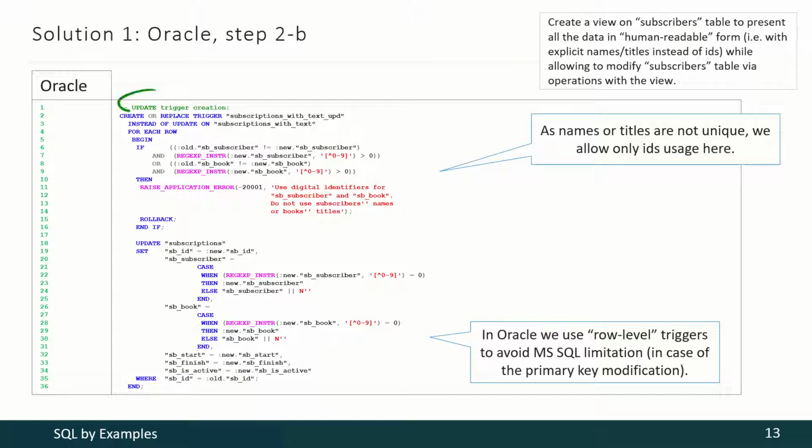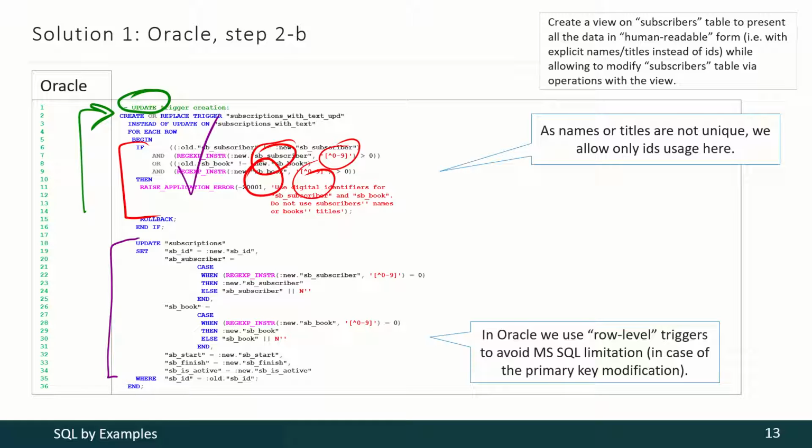To allow update operation, we have to create an instead of update trigger. Here we also have to prohibit anything except digits in these two fields. And once everything is okay with this check, we may perform the update operation. Like with Microsoft SQL Server, we put some additional checks here to increase the reliability of our query, but the main idea is that we take new values and put them into this table instead of old ones.